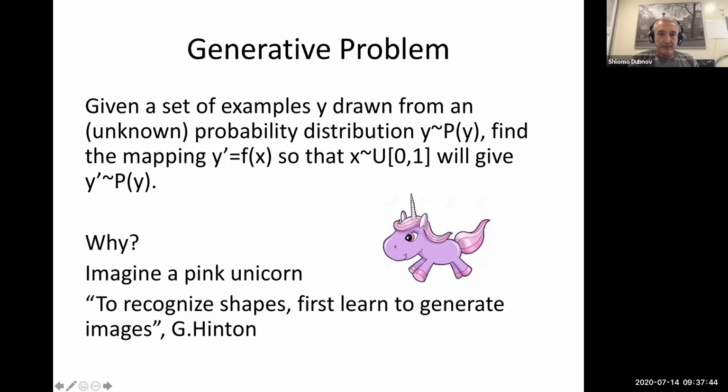So if you have y distributed as P of y, we want to find a mapping y prime, or y tag, whatever, of f of x, so that x is a uniform distribution. And then we generate stuff from x, and we'll have a new distribution of this y prime that approximates our P of y.